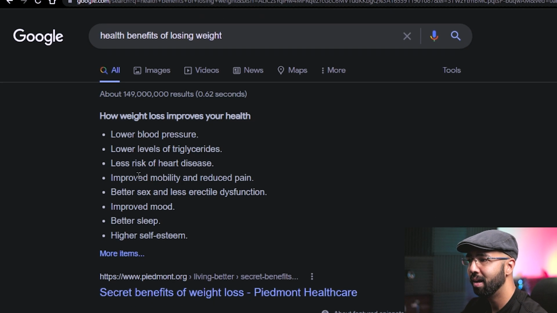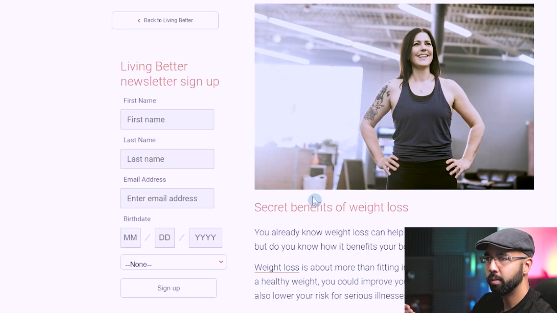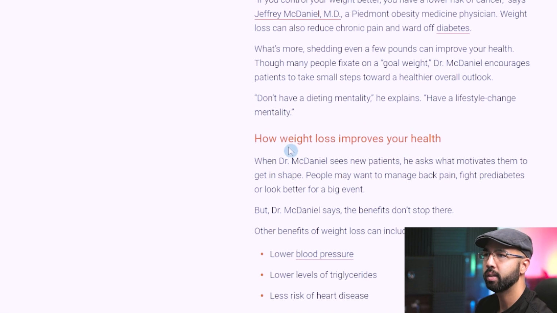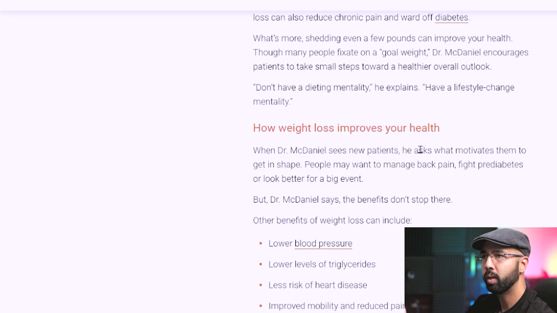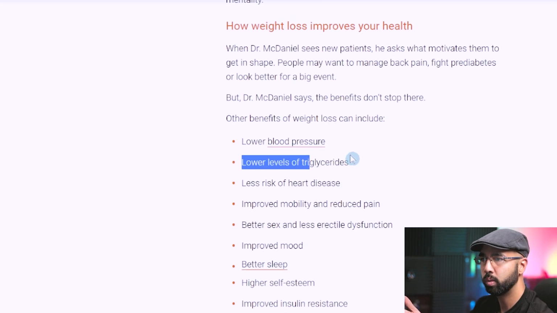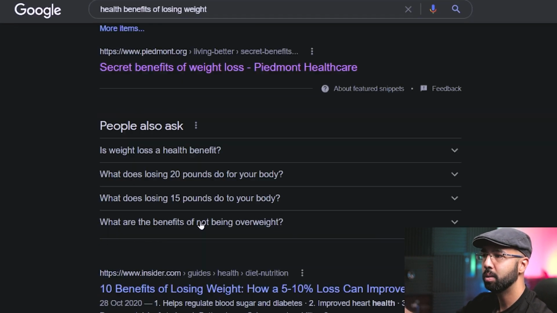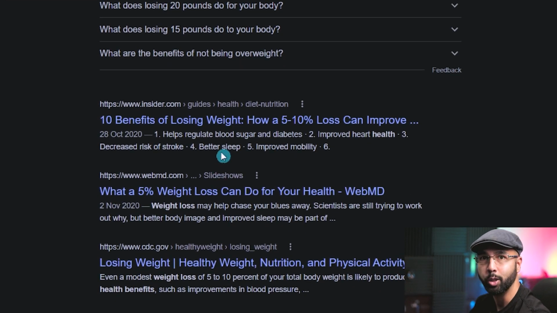So instead of somebody having to read an article, they can just look at the video I made where I would have actually walked through the article briefly mentioning some of the key points in an article like this one. How weight loss improves your health. It lowers blood pressure, lower levels of whatever this word is, triglycerides, less risk of heart disease. And I did that for some of the other articles as well, briefly mentioning some of the points.